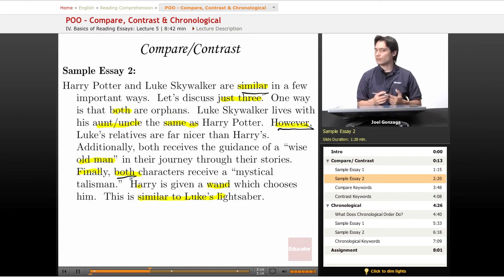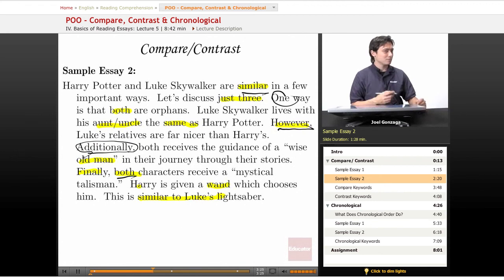Now, did you notice in here that there were some words that were also listing keywords, like one, or additionally? We'll go over this in a bit, but sometimes patterns of organization are kind of put in a blender and mixed together. But we've got both here and similar, which are compare keywords. That is, telling people how they're similar. However is a contrast keyword. If you've read the Harry Potter series, you know how his aunt and his uncle treated him.